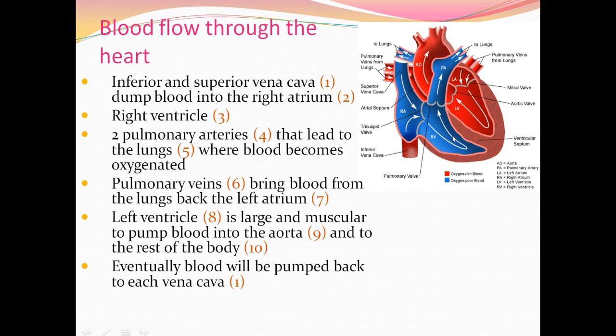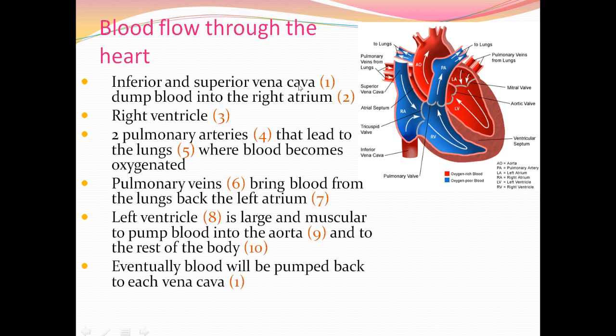The blood on the right side is oxygen poor, so it looks blue. The blood on the left side is oxygen rich, so it looks red. This looks blue and this looks red. Did I say it backwards? Okay, so let's just start.